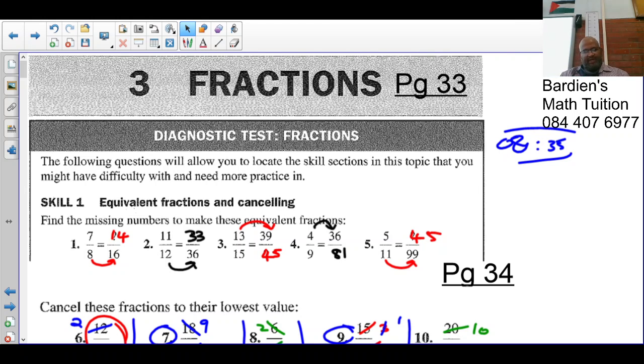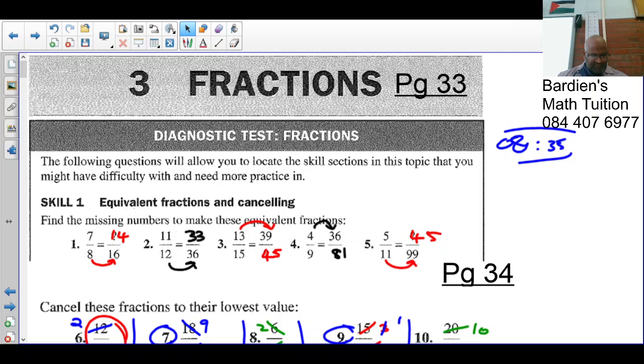First answer? 1. Second answer? 3 over 9. Now, 3 over 9 can be simplified as 1 over 3. You will lose a mark if you don't simplify as far as possible. So you must always simplify as far as possible.